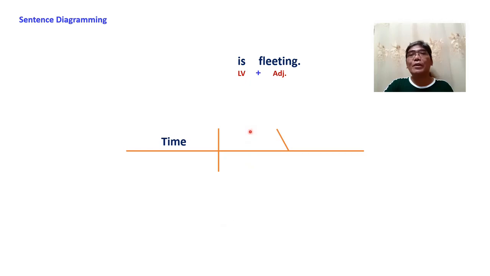This is the section for the linking verb. So we have to put the linking verb is on this section. And this is the section for the predicate adjective. So we have to put the predicate adjective fleeting on this section. We don't have any words, phrases, or clauses related to the simple subject time and to the complete predicate is fleeting. So we have to leave the sections blank. This is the correct diagram of the given sentence, time is fleeting.